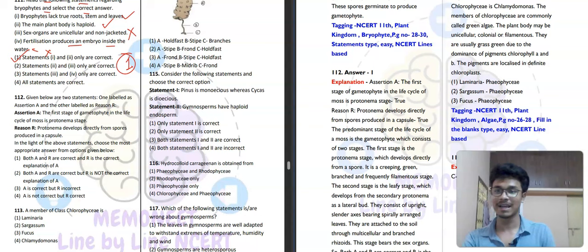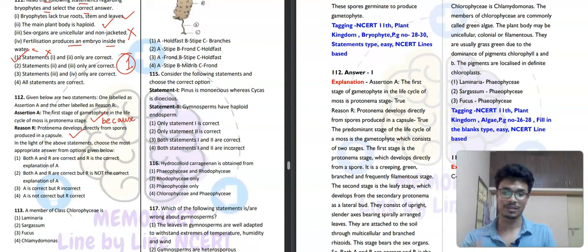It is saying that given below are two statements, one labeled as assertion and the other labeled as reason. The first stage of gametophyte in the life cycle of moss is the protonema stage. Absolutely correct. Now the next says that protonema develops directly from the spores produced in a capsule. So it is also correct. Now we will follow the traditional method to check whether the reason correctly justifies the assertion, we will just put a "because" between them.